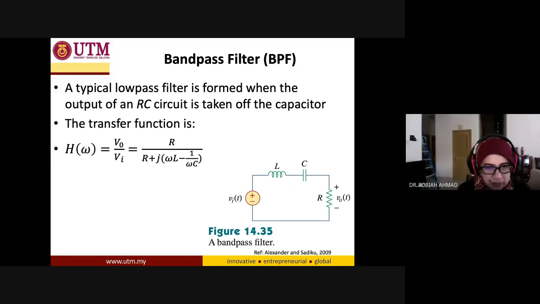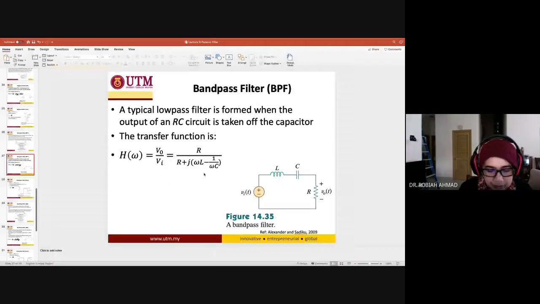Okay, this is wrong. Let's see, resistor.